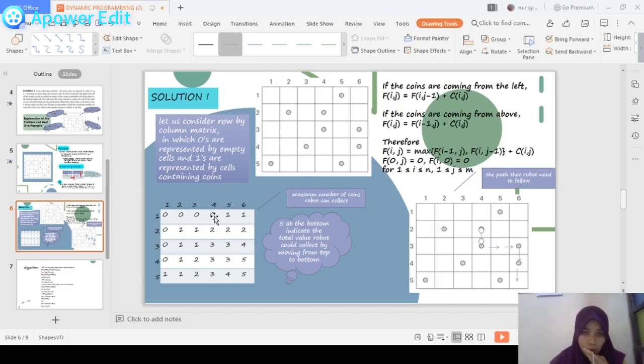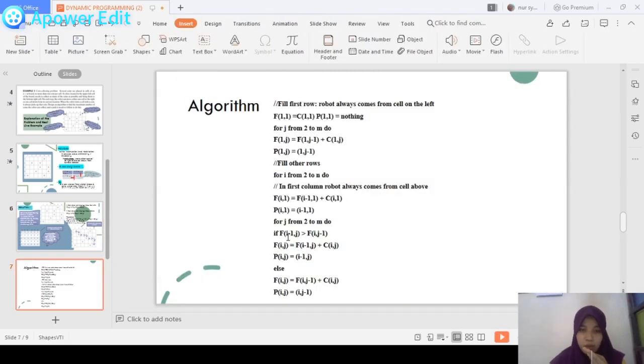Then here 0 compared with 1, it becomes 1, so we are coming from the left. So here 1 compared with 0, it becomes 1. So here. And then 0 compared with 0, we break the tie, so we go up. And then the last one is here. Next, this is the sample algorithm of the robot coin collection problem. That's all from me, and we will proceed to the next part.